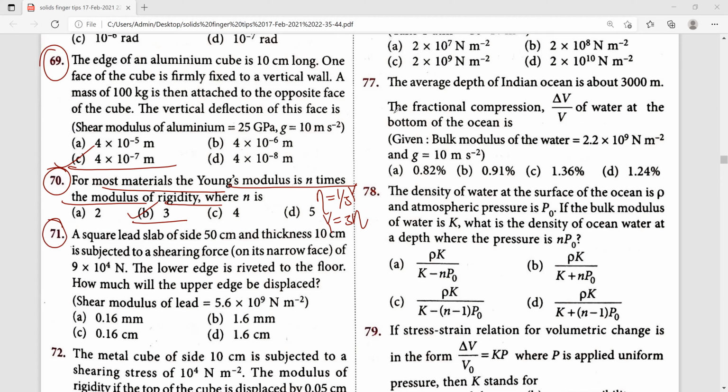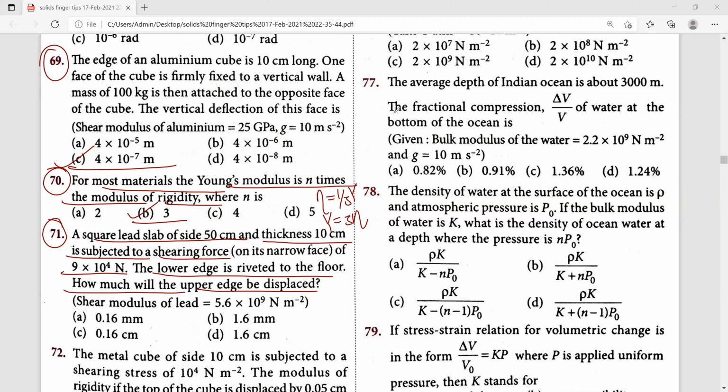Next, 71st. A square lead slab of side 50 centimeter and thickness 10 centimeter is subjected to a shearing force of 9 into 10 to the power of 4 Newton. The lower edge is riveted to the floor. How much will the upper edge be displaced?